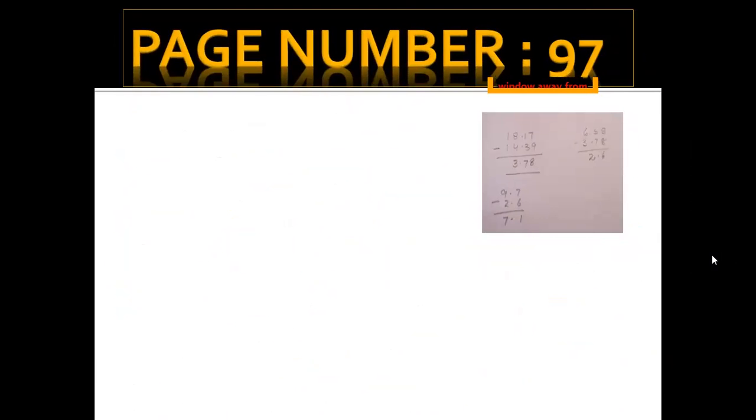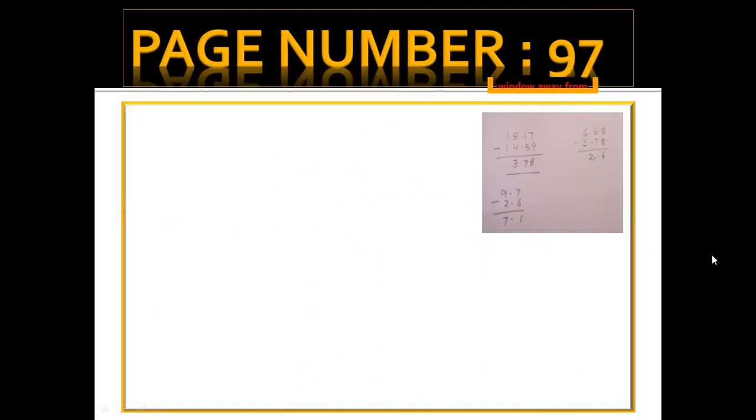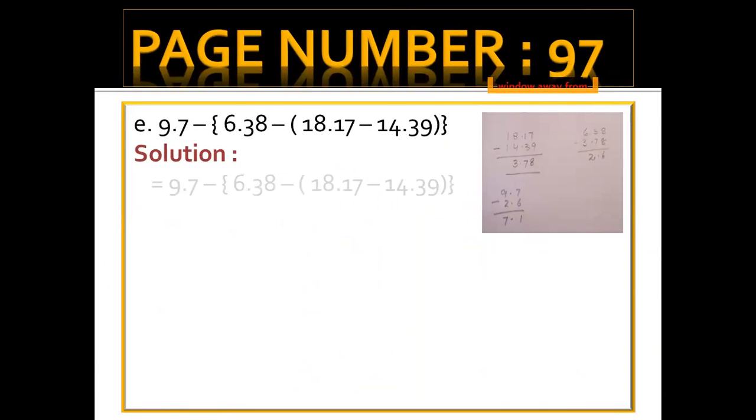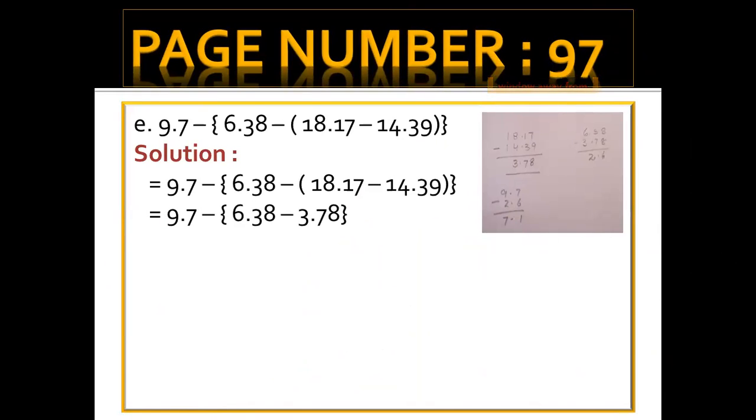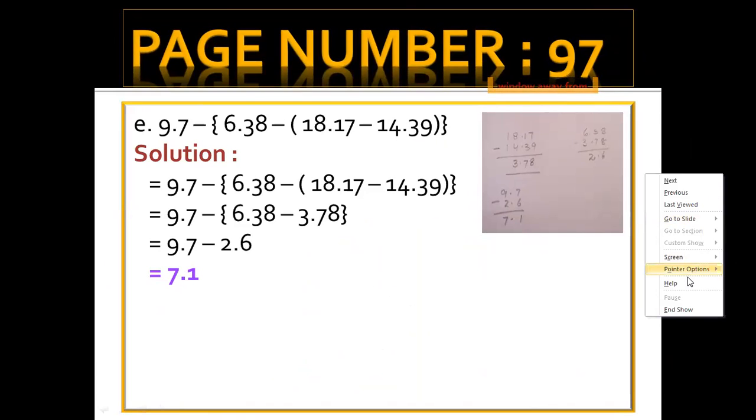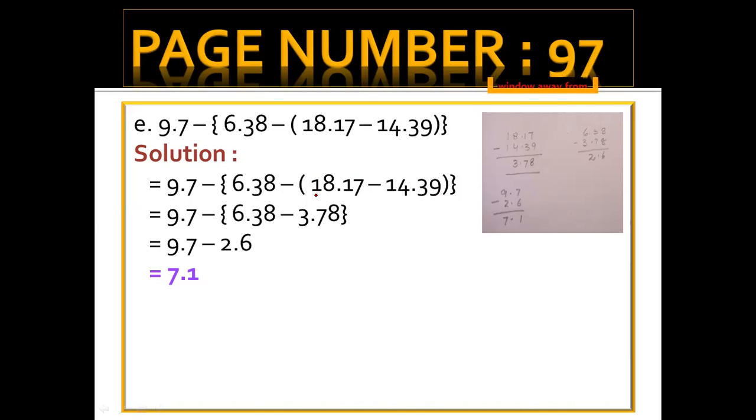Part E, 9.7 minus curly bracket 6.38 minus round bracket 18.17 minus 14.39. Both brackets become closed. Now again, we simplify the round bracket. Which sign is there? Subtraction. Subtract 18.17 with 14.39. When we subtract it, 3.78 is there.